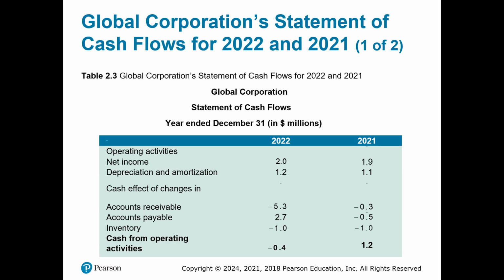Here you see in table 2.3 is Global Corporation Statement of Cash Flows for 22 and 21, year ended December 31st. So you see here the operating activities. You have your net income, depreciation and amortization, cash effect of changes in accounts receivable, accounts payable, inventory, and then you have the cash from operating activities.